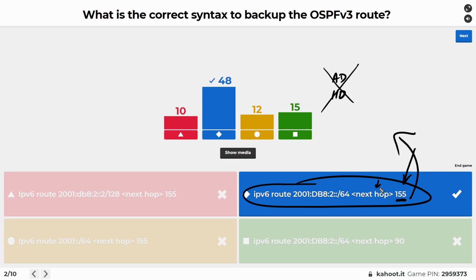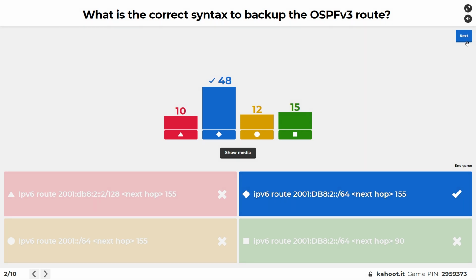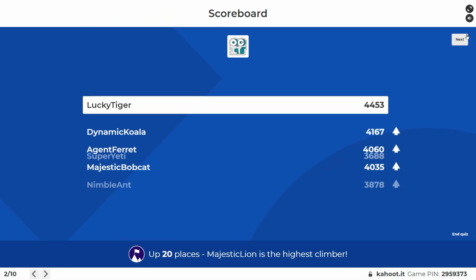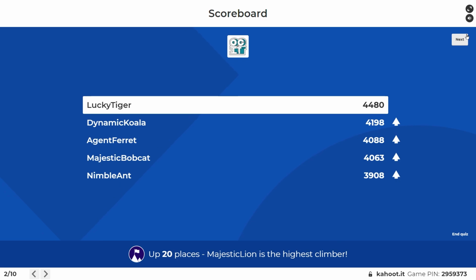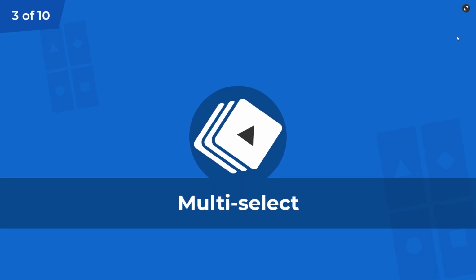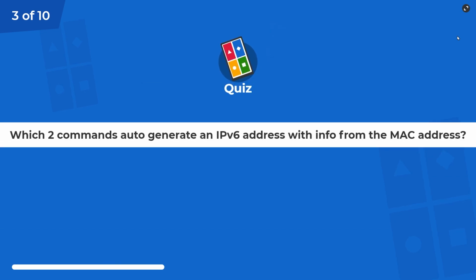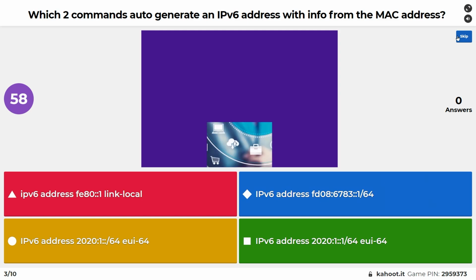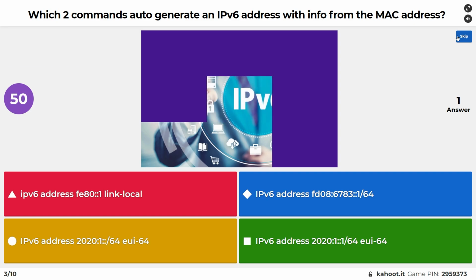All right, 48 of you nailed it. Way to go. All right, moving forward, let's see who's on the leaderboard here. Ooh, Lucky Tiger. All right, moving forward, here's question number 3. It's multiple select. Which 2 commands, I'm only looking for 2 specific answers. Which 2 commands will auto-generate an IPv6 address with information from the MAC address on that same interface?